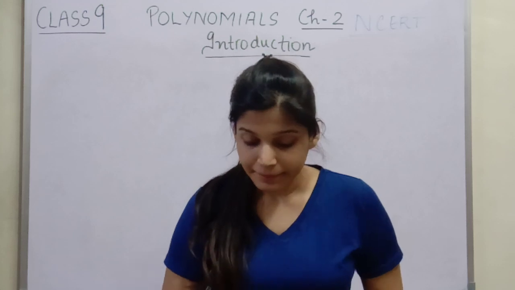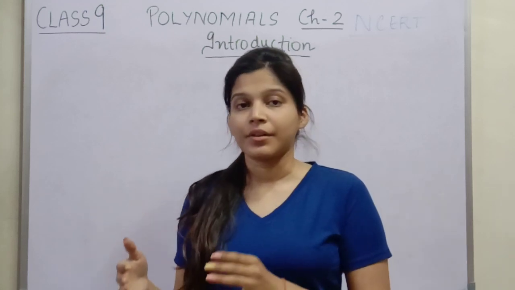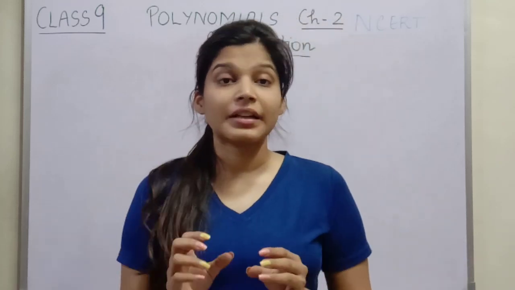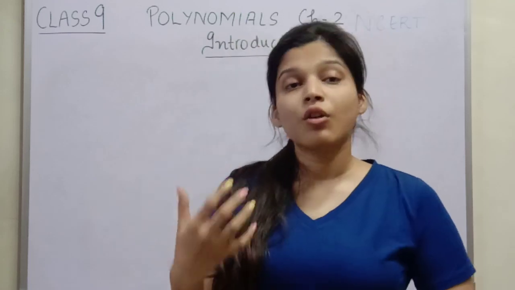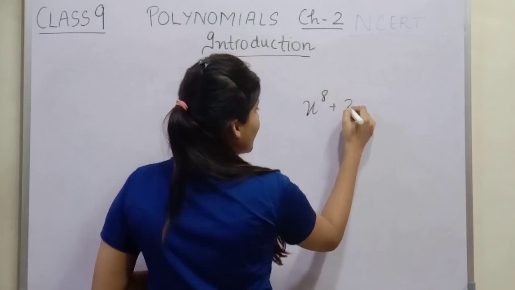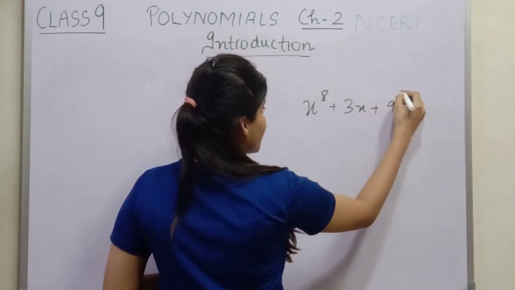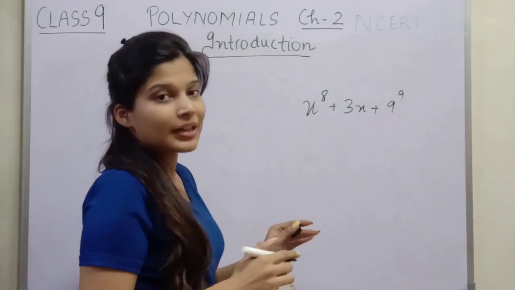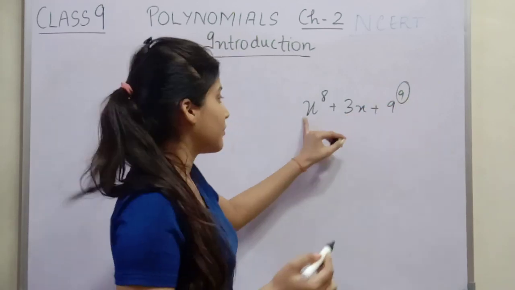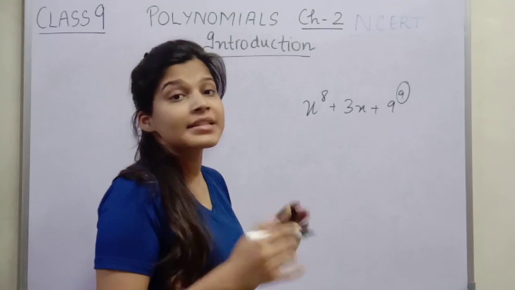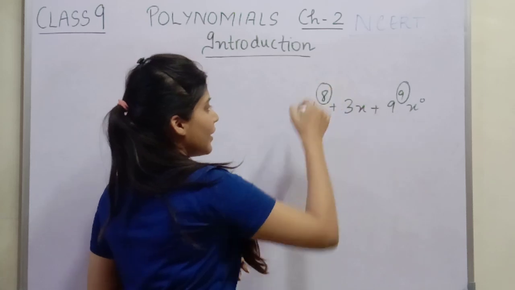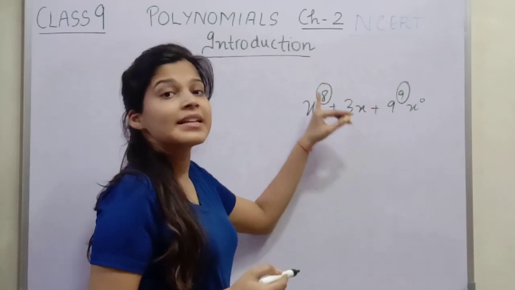Also we talked about degree, that degree is the highest power of the variable. Don't forget the word variable, highest power of the variable, and not of any constant term or coefficient, right? If I write x raised to the power 8 plus 3x plus 9 raised to the power 9, then to tell its degree you won't write degree 9 because 9 is the power of the constant term. We have to see the power of the variable, which is the highest, because here the power of the variable is 0. So here the highest power of the variable is 8.